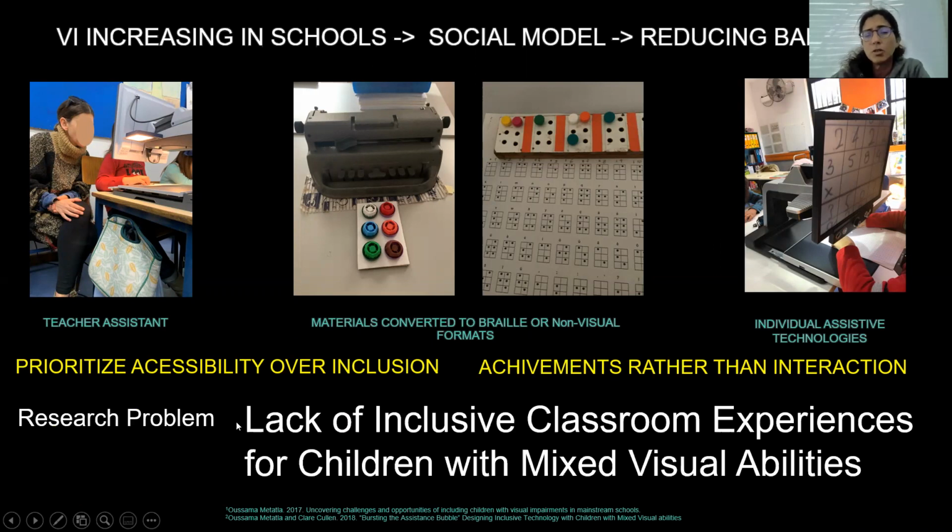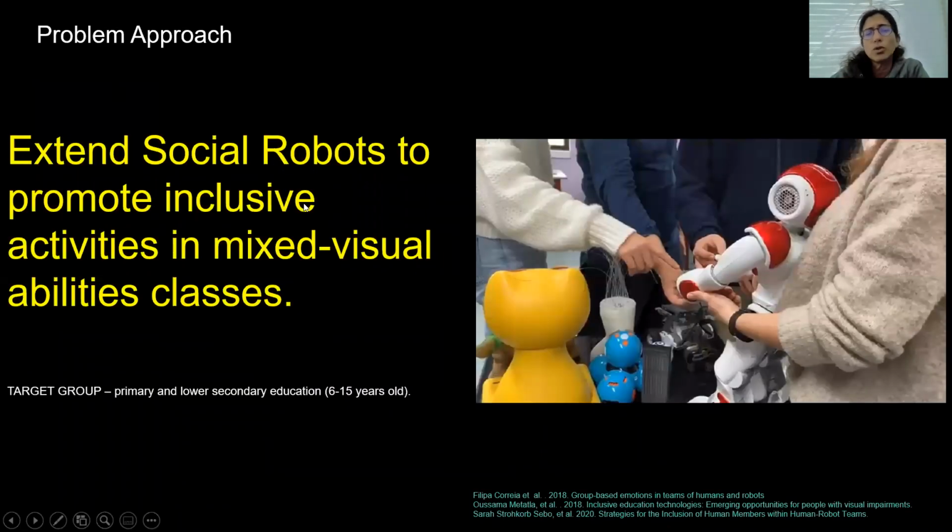The main research problem that we want to tackle with our work is to promote inclusive classroom experiences with children with mixed visual abilities. We intend to use social robots to promote that, and we focus our work on primary and low secondary education.